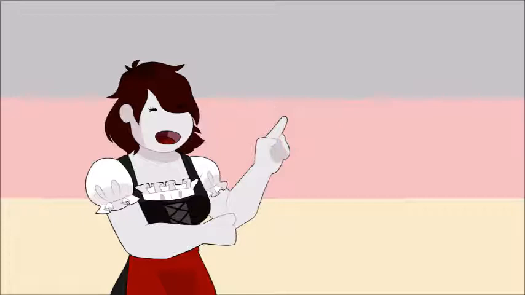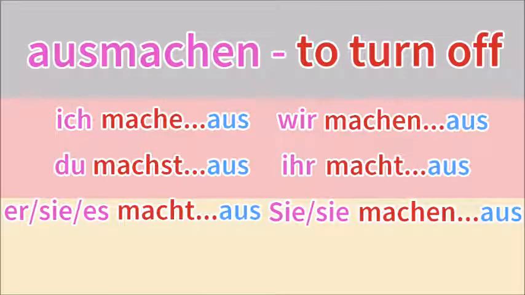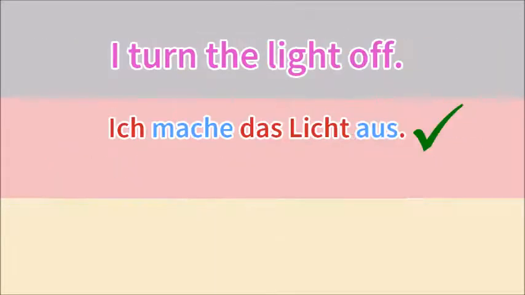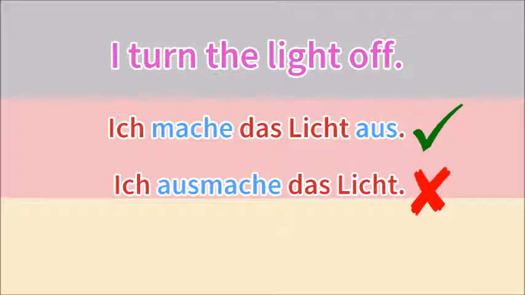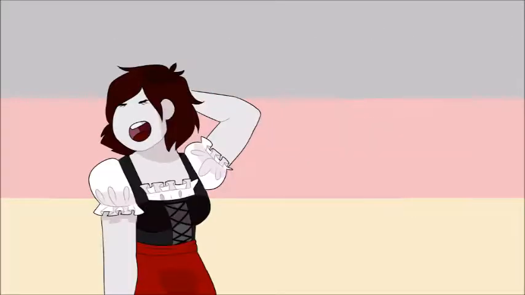So, for example, we'll use the verb ausmachen, which means to turn off. If I wanted to say, I turn off the light, I would say, ich mache das Licht aus. The prefix aus is removed, machen is conjugated on its own, and aus is put at the very end of the sentence. So it's not ich ausmache das Licht, because grammar, and that would sound weird, so you have to separate the verb.